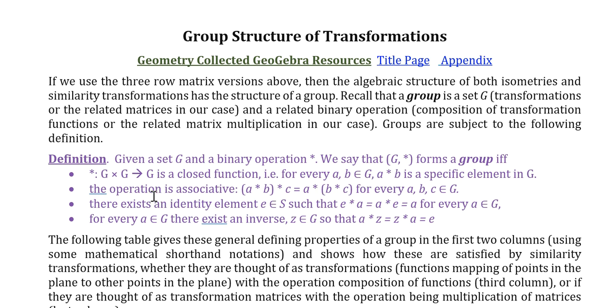With that operation, it's associative. That is, if you take A star B, do that first, and then star with C, you get the same thing as doing B star C and then A star that product. And that has to be true for every A, B, and C in your group. Next, there has to exist an identity element, let's just call it E here, in our set, such that E star A equals A star E equals A for every A in G. And every element must have an inverse. For every A in G, there exists an inverse element, Z, so that A star Z equals Z star A equals E.